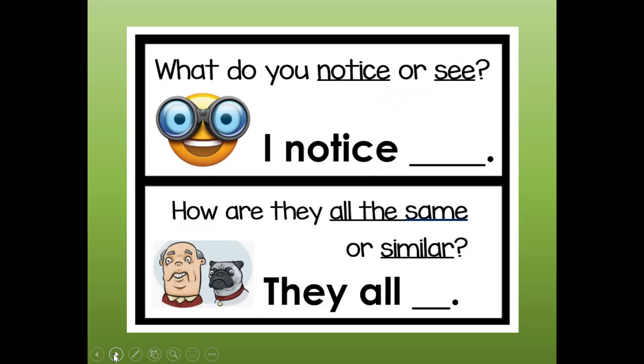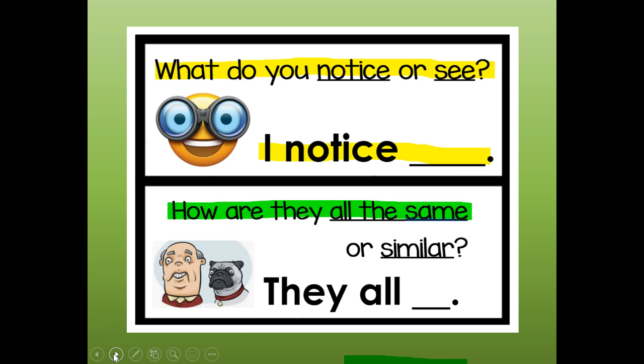I'm going to ask 2 questions for every group of pictures. The first one is, what do you notice or see? And you're going to say, I notice or I see, and tell me what you notice or see about the pictures. And then I'm going to ask, how are they all the same or similar? So if you notice this man and his dog look similar, they both have little beady white eyes and gray hair, and they're wearing the same color, and they have long jowls. So they look similar.